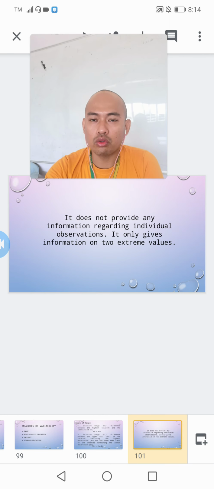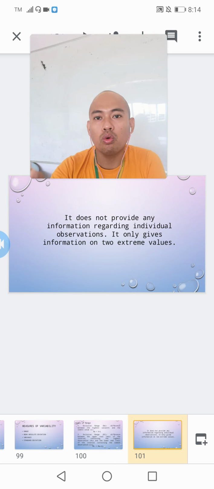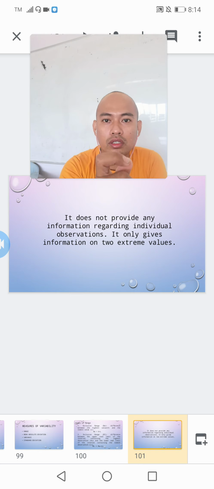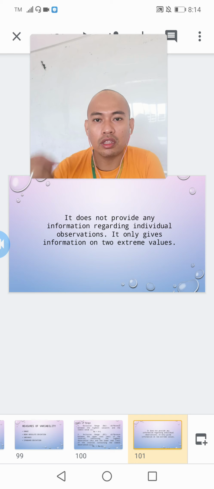Note that the range does not provide any information with regard to individual observations. It only gives information on the two extreme values, which are the highest and the lowest values. So we have no concern for all the other members of the group. What we want is to know who got the highest, who got the lowest, and take the difference between them. That will be the information taken from the value of the range.